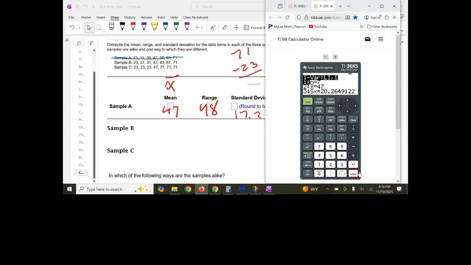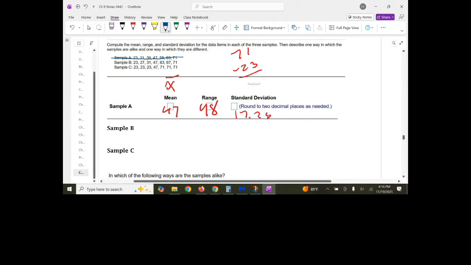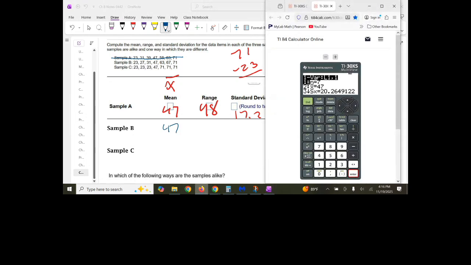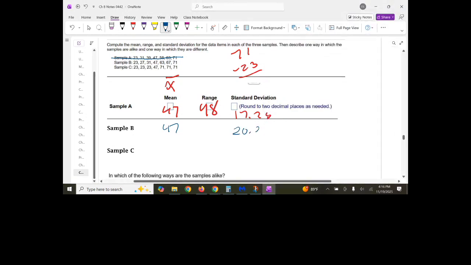Okay, now for sample B, my friends, my average is still 47, okay? But my standard deviation is 20.26, okay? And I need to find my range. My range, look, still 71 minus 23, still 48. Boom. Okay.